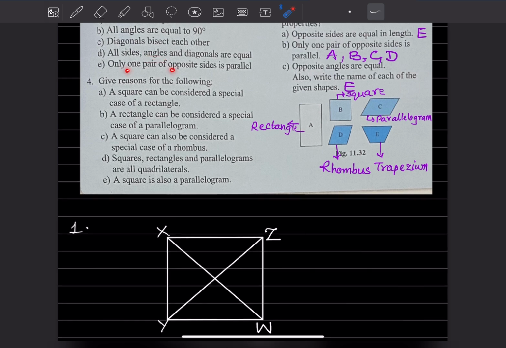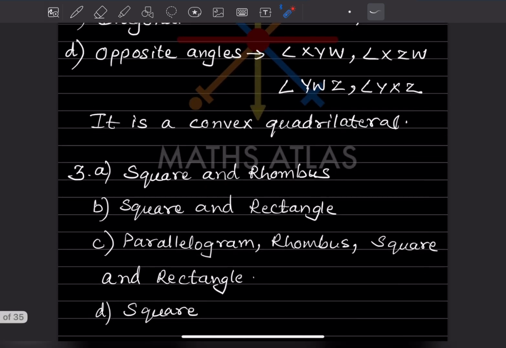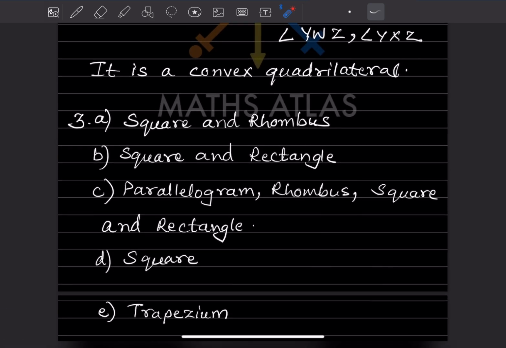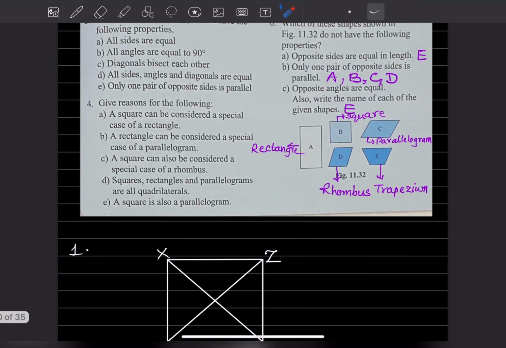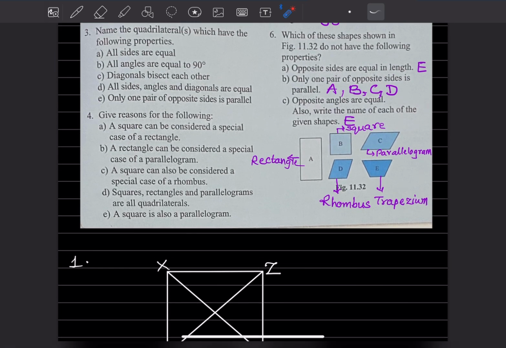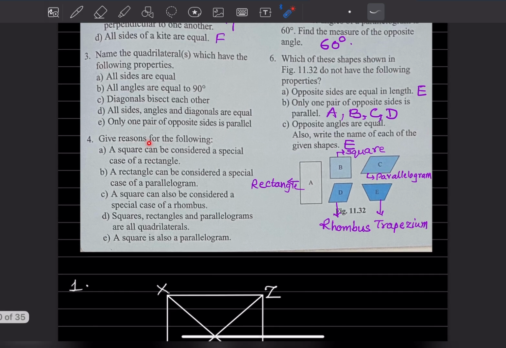Only one pair of opposite sides is parallel. So that will be a trapezium, only one side is parallel. So this is a trapezium, that is one pair of opposite sides is parallel. So that is done. Now you have to give reasons for the following.